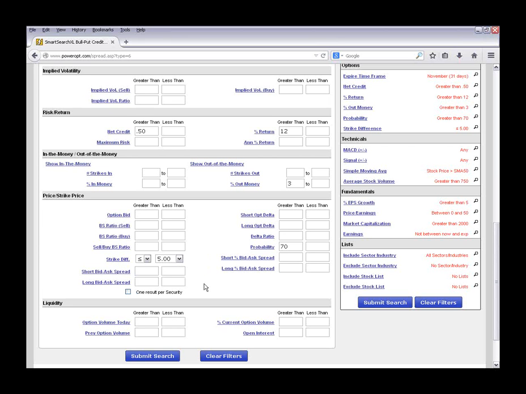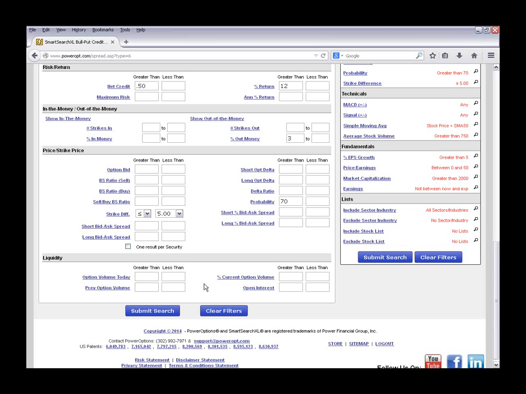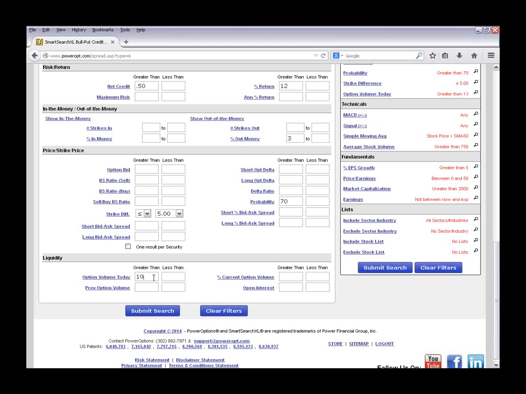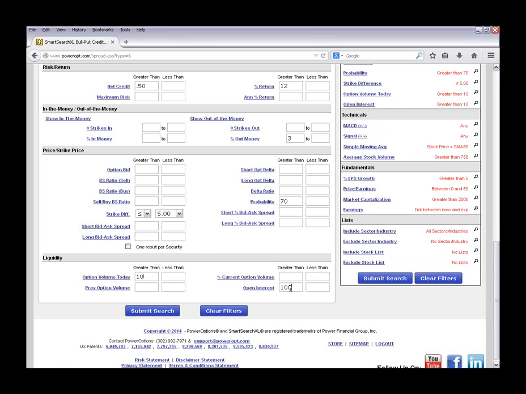And lastly, one thing I also want to make sure is that the options I'm evaluating have good liquidity as well. In addition to the stock having good liquidity, we want to make sure the options have good liquidity. So for the option volume today, the total number of contracts traded today, we may just put in a range of 10, and look for an open interest, the total number of contracts, of 100.